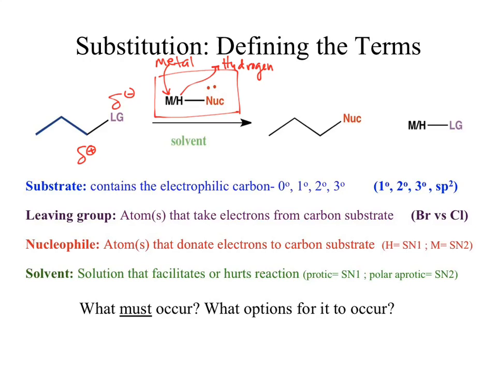If it's sharing its electrons with something other than the electrophile, that makes it less nucleophilic because it doesn't have those electrons to share. They're going somewhere else. Okay?